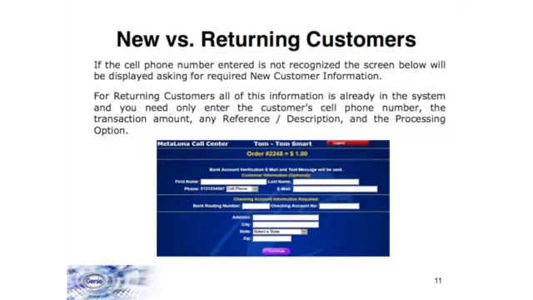New versus returning customers. If the cell phone number entered is not recognized, the screen below will be displayed asking for new customer information. For returning customers, all of this information is already in the system, and you need only enter the customer's cell phone number, the transaction amount, any reference or description, and the processing option.